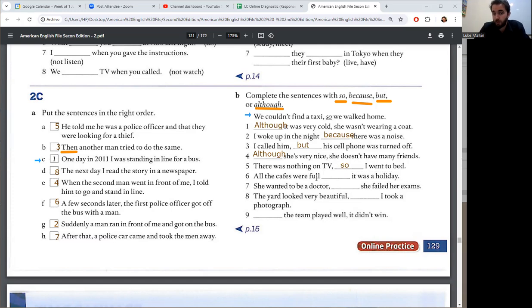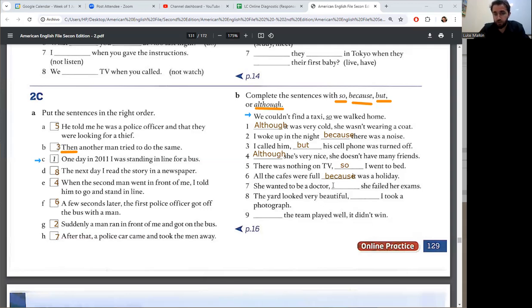Number 5, there was nothing on TV, so I went to bed. The consequence of nothing on TV? Okay, so I will go to bed. Number 6, all the cafes were full because it was a holiday. What's the reason the cafes were full? It's because it was a holiday.